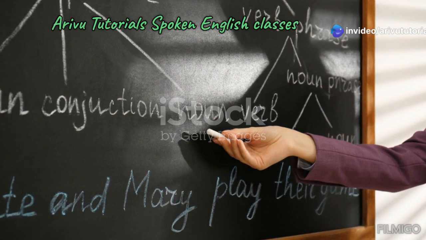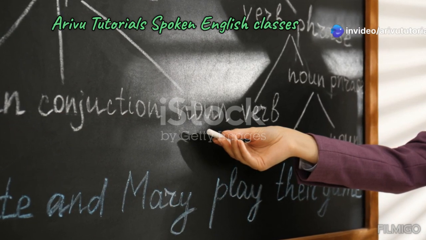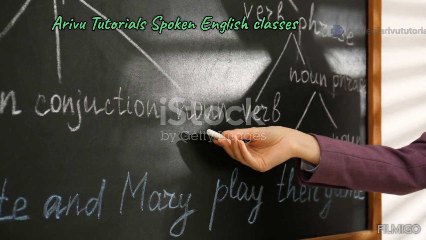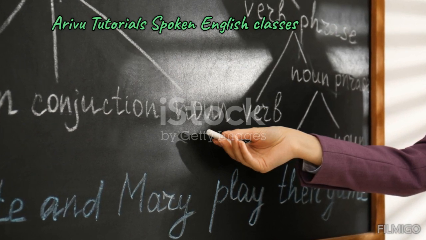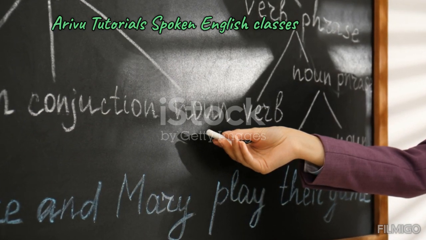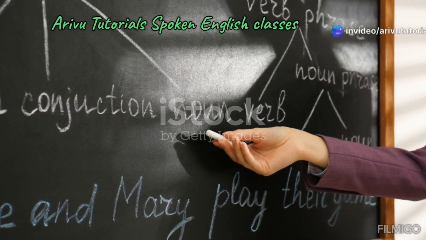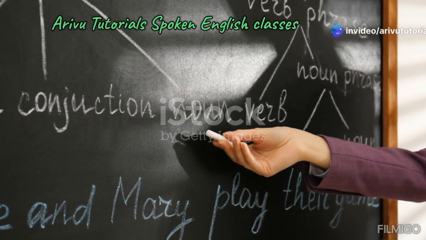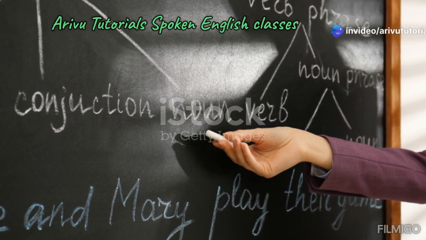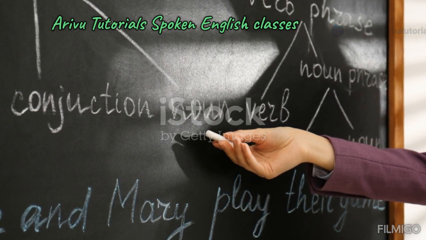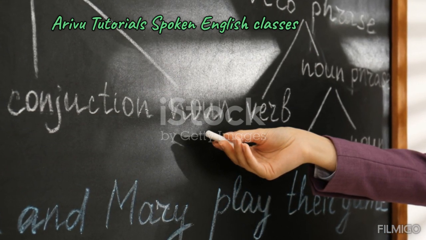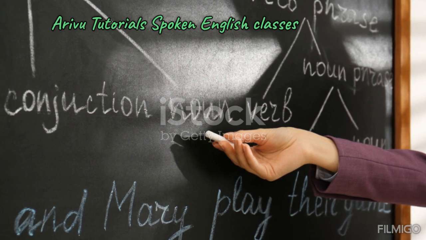The structure for using let in a sentence is straightforward, but it's important to get it right for your English to sound natural. The basic formula is subject followed by let, then the object, and finally the base form of the verb. This means you start with the person or thing doing the letting, add let, then the person or thing being allowed, and finally the action in its simplest form.